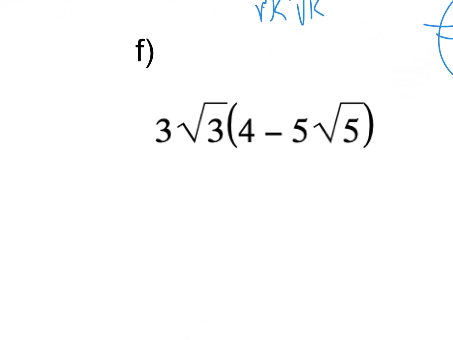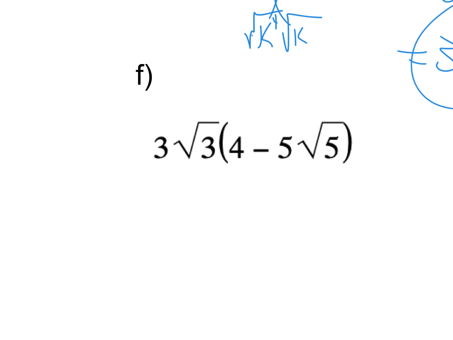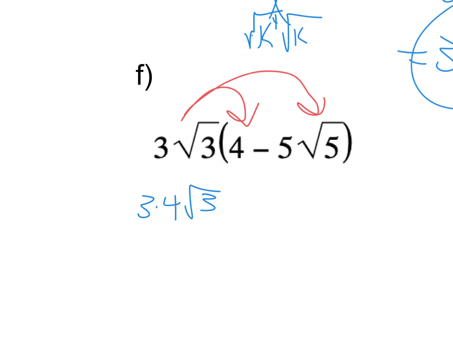Problem F, this one's a little more in depth. So we're still distributing. I have 3 square roots of 3, and I'm distributing that to the 4 and the minus 5 square roots of 5. So 3 square roots of 3 times 4, I'll multiply my coefficients. So 3 times 4 times the square root of 3 minus 3 square roots of 3 times 5 square roots of 5. So I have 3 times 5. Let's put these in parentheses just to know what's what.